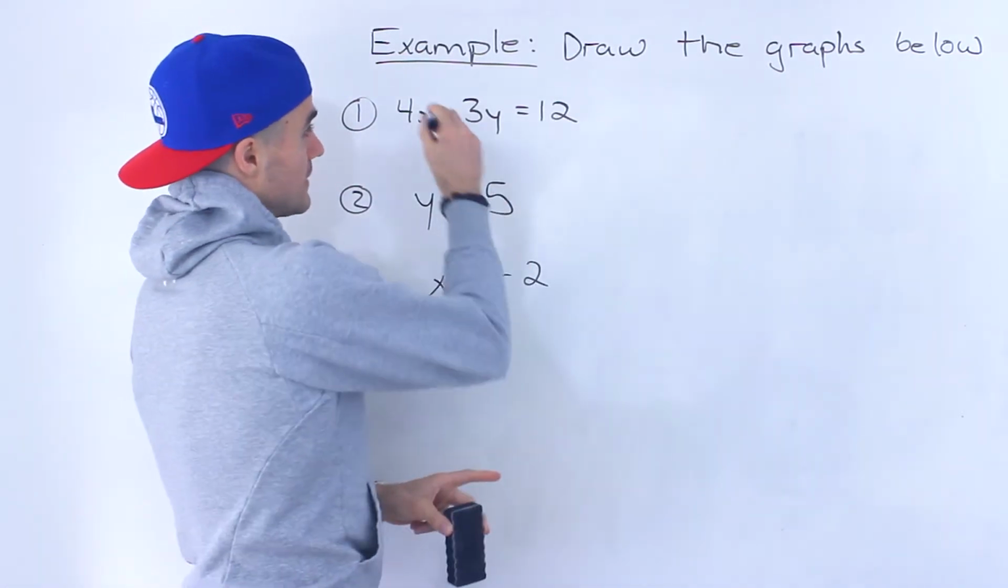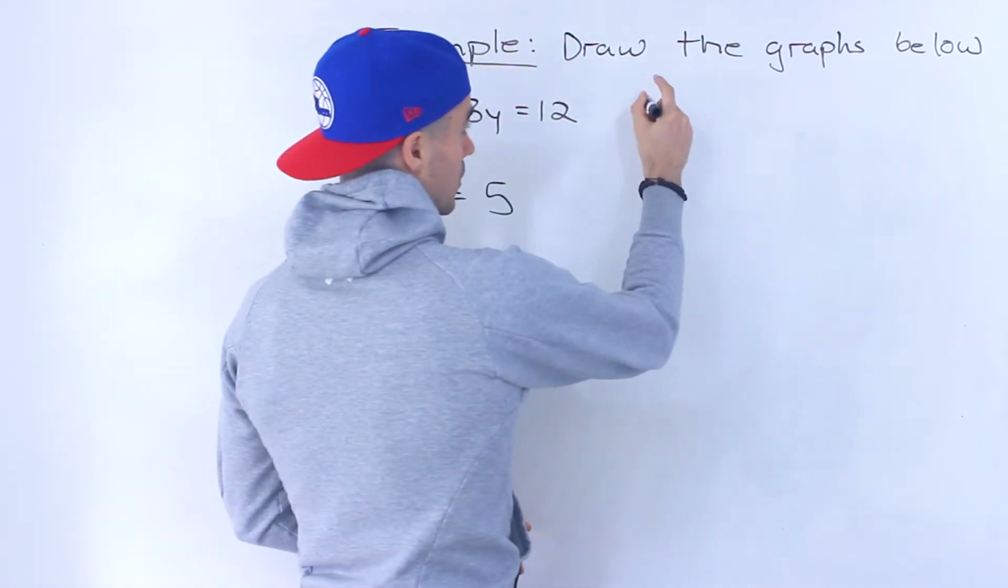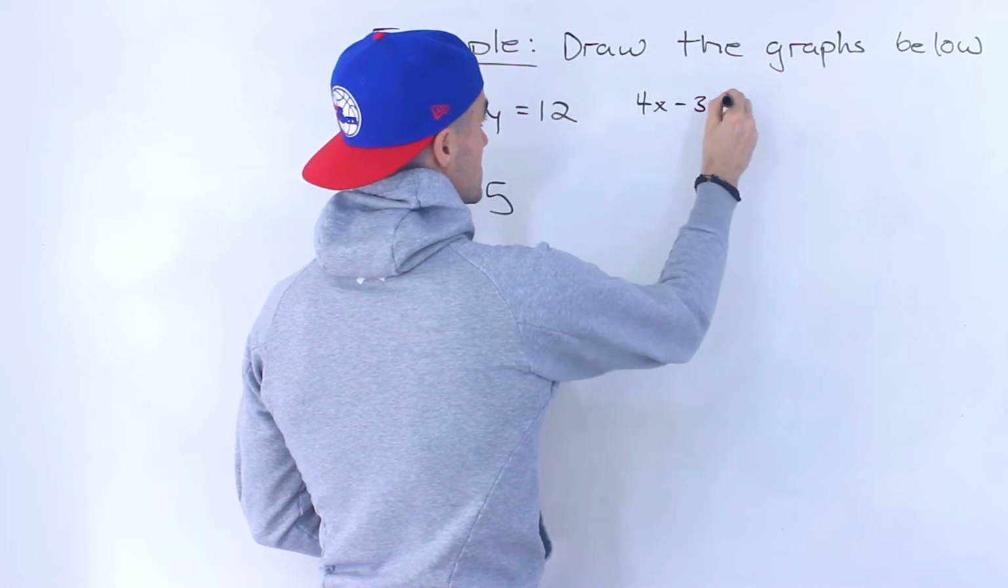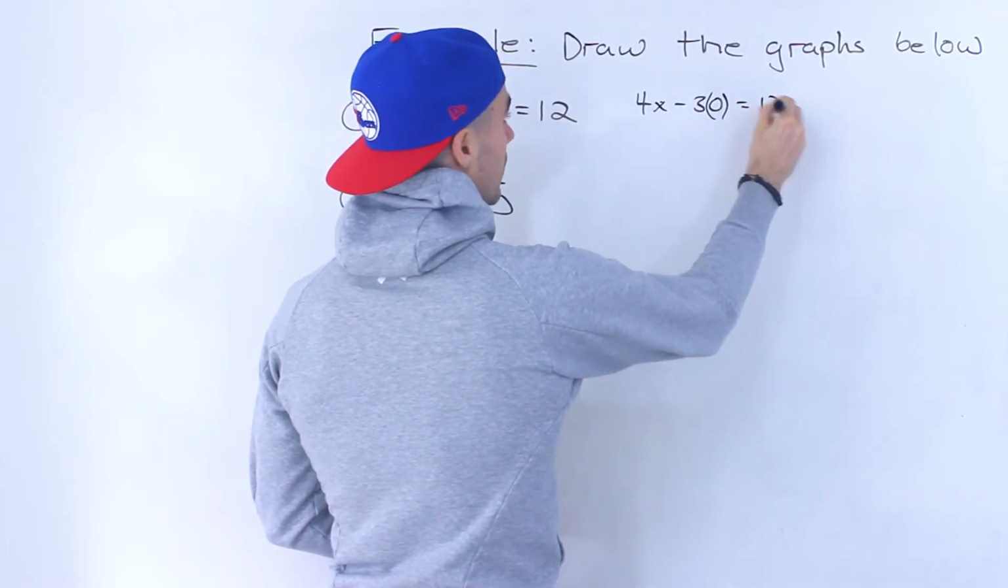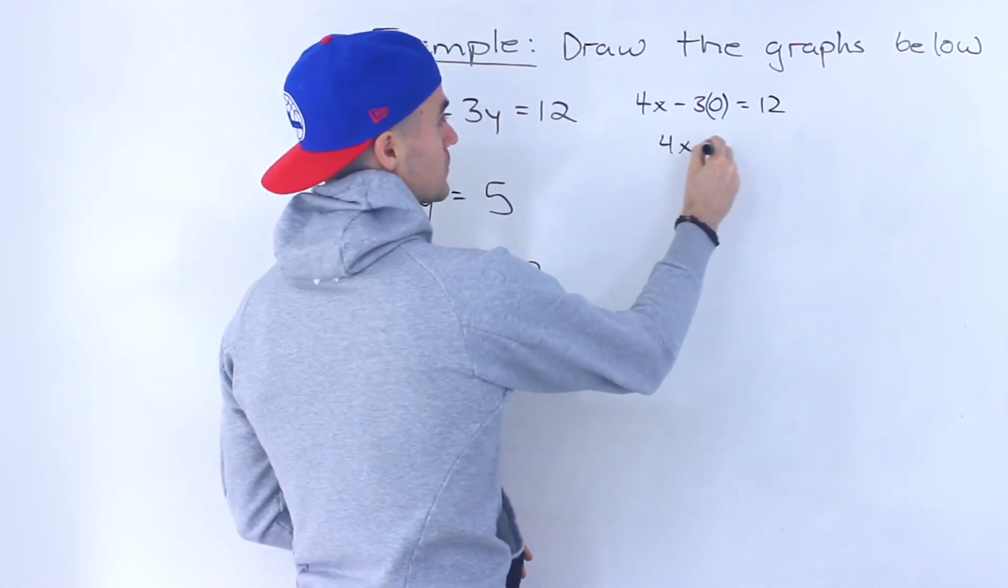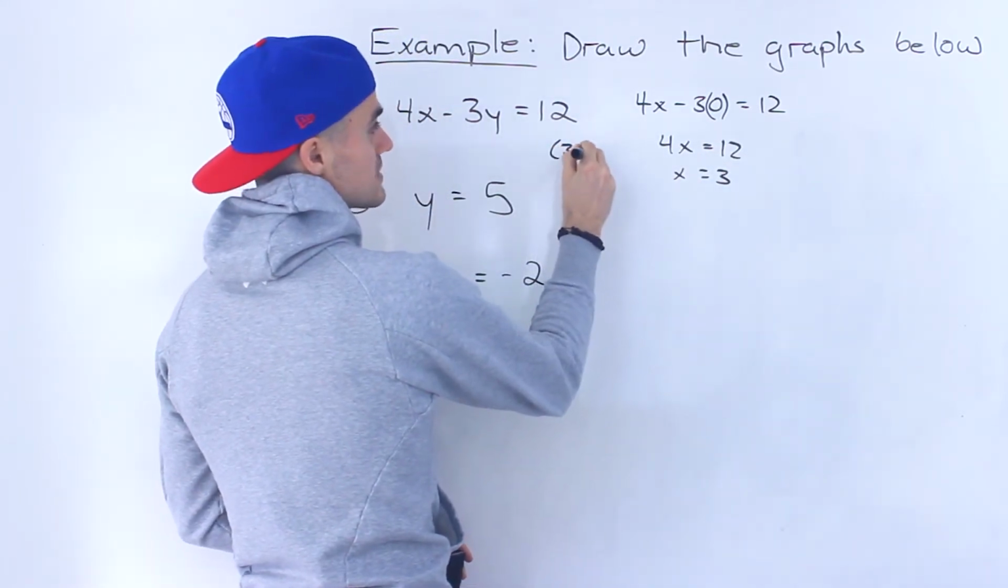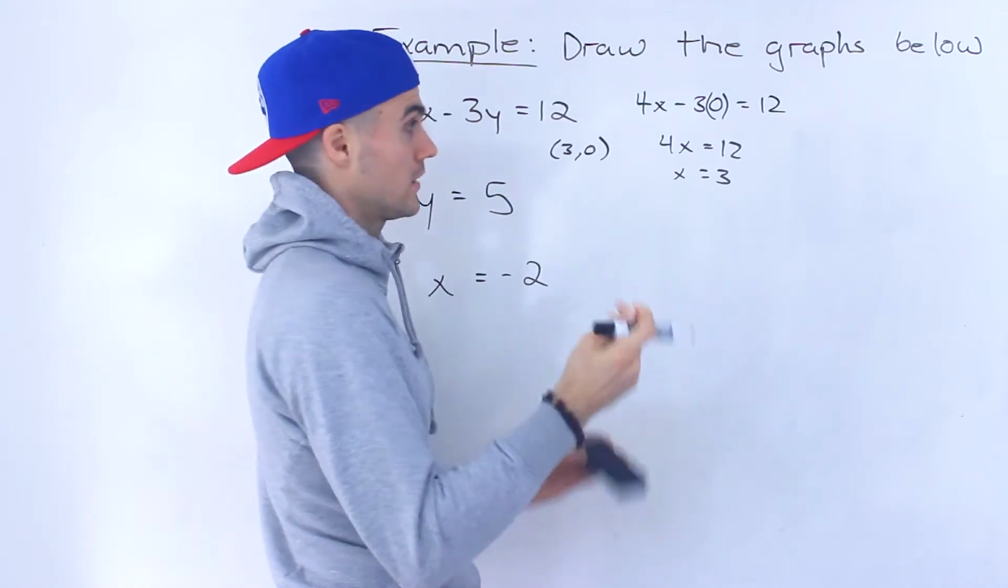So if I wanted to find the x-intercept, I'd plug in 0 for y. So I'd have 4x minus 3 times 0 equals 12. So I'd have 4x equals 12, so x would be 3. So we know 3 and 0 is one point on the graph.